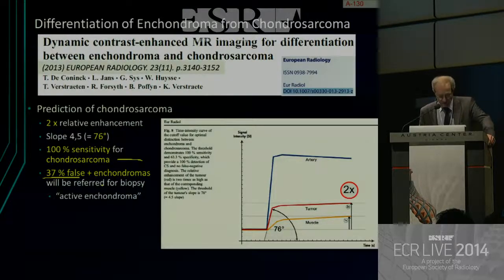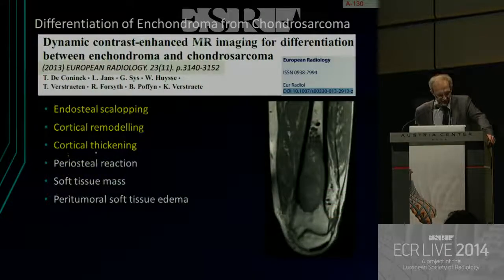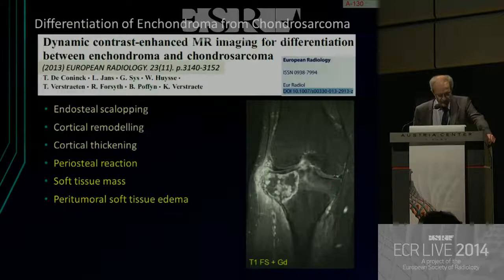So maybe you can put the limit higher, up to 3 times the enhancement of the muscle. Then you will have less false positive enchondromas, highly vascular, but you will miss a few chondrosarcomas. So the truth is in between, and you should look for other signs of malignancy, which are endosteal scalloping, cortical remodeling, cortical thickening, and periosteal reaction, soft tissue mass, and peritumoral soft tissue edema, although these signs are not so frequent. So this can help you to make the differential between these two tumors.